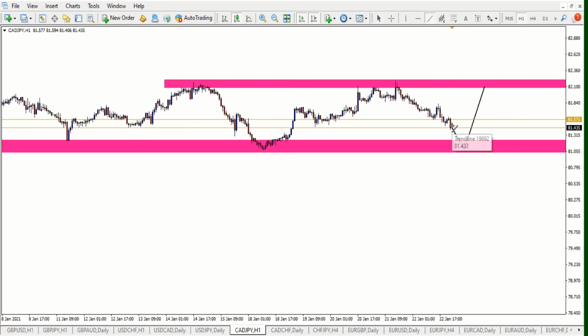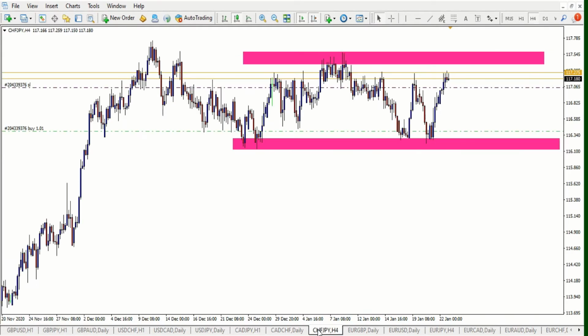Or the market could move upward, break that resistance, making it a new support, come back to retest, and continue its way back up. So that's what you're looking for the CADJPY. Next pair is the CHFJPY. I'm already in this trade.